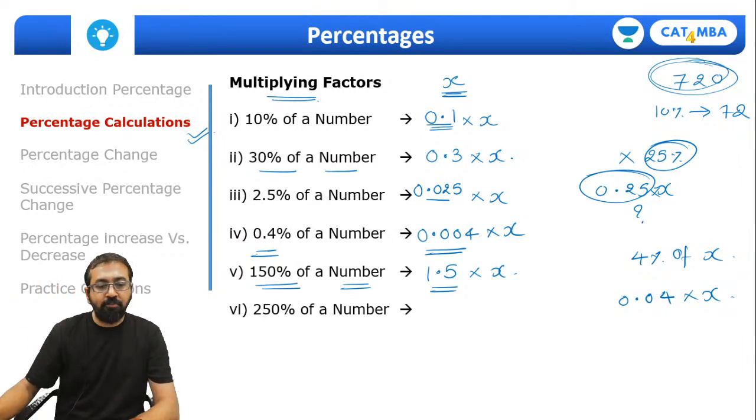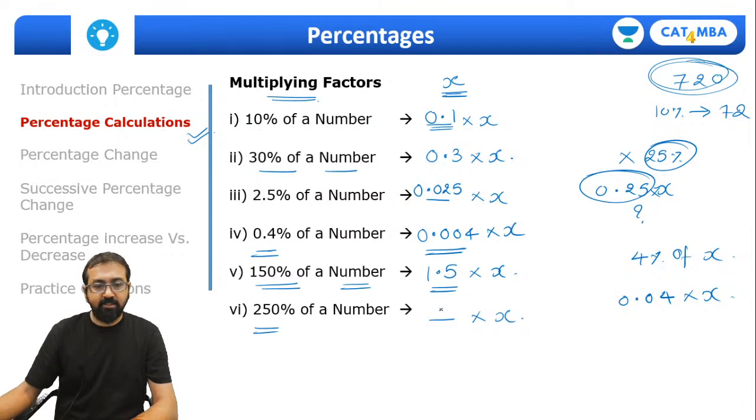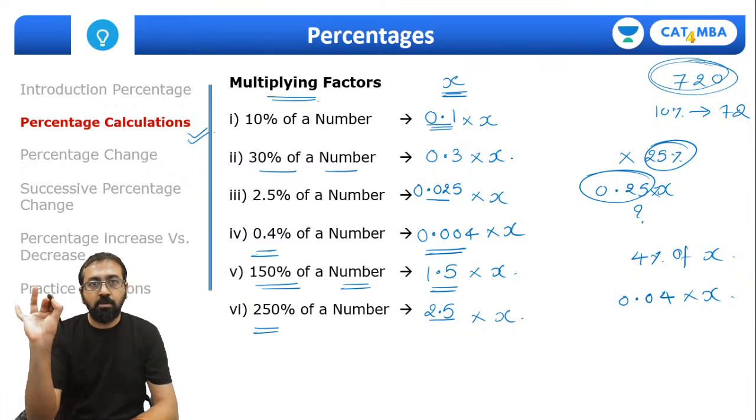In fact, for 250%, can you tell me now what will be the multiplying factor? Write it in the chat box quickly. What is the multiplying factor for 250%? Everyone, let me see how many of you are getting it correct. Arunima, Varshini, Harsh, Nicole, Shubhankar, everyone, Akash. Okay. What is the multiplying factor? Of course, 2.5. Yes, 2.5 into x. So when you want to find out 250% of a number.